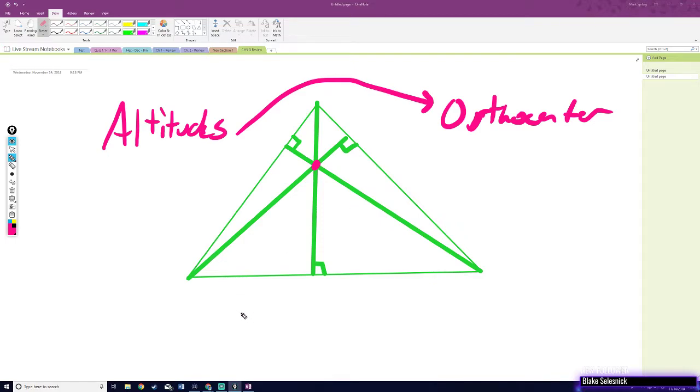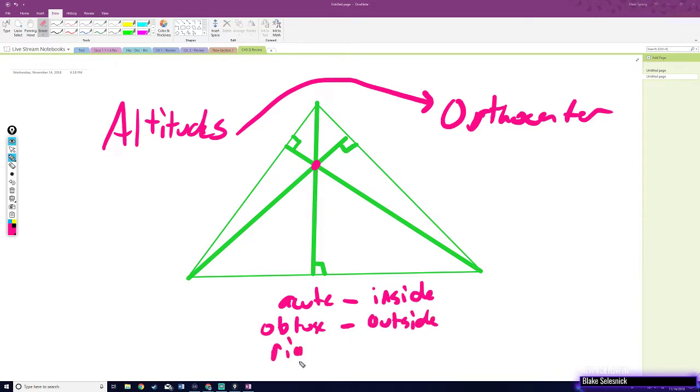Oh, I should say that the orthocenter works the same way as the circumcenter, in that if the triangle is acute, like it is up here, then of course the orthocenter is going to be on the inside. If it's obtuse, we're going to end up with heights, which are altitudes, that are outside the triangle. So if they meet outside the triangle, it's an obtuse triangle. And if it's a right triangle, it's actually going to be right on the triangle.